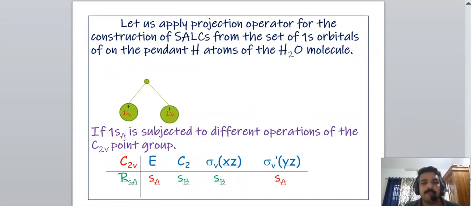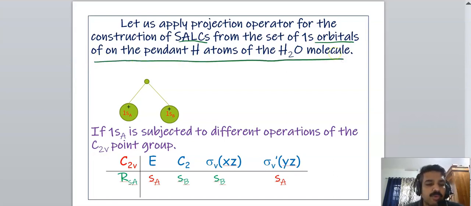Okay, let us apply the projection operator for the construction of SALCs from the set of 1s orbitals of the pendant hydrogen atoms on the water molecule. We have 2 orbitals, 1sA and 1sB. We can take only 1 orbital, 1sA, because the effects will be the same for the 1sB orbital. We need not take all these orbitals; we take only 1 orbital, 1sA.